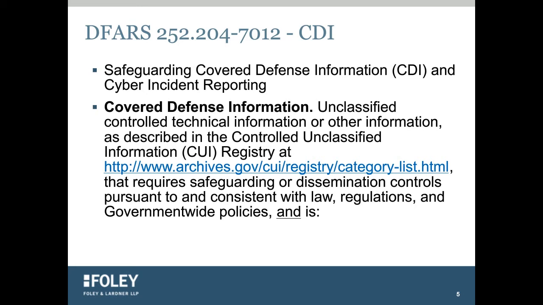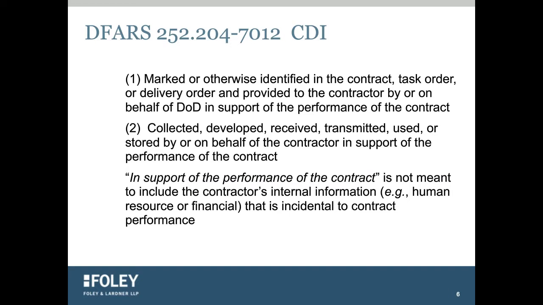There's a couple other requirements in the alternative. There's one or two, and it's an or. It could be either marked or identified in a contract or other contract documents as needing special protection, or, and this is a very broad category, collected, developed, et cetera, on behalf of the buyer, on behalf of the contractor, in support of the performance of the contract. Very, very broad. So it's almost by default. If you have any type of sensitive information at all that you're dealing with from the government, this is going to apply under the DFARS.